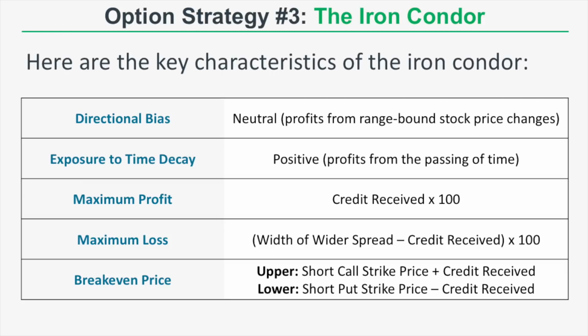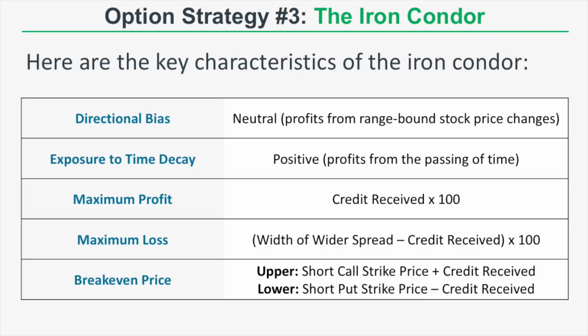Now there are actually 2 break-even prices for the Iron Condor strategy, with the upper break-even price being the call strike price that you sell plus the credit received, and the lower break-even price being the put strike price that you sell minus the credit received. So basically you want the stock price to remain in between your short options, but then you also have that added buffer from that credit that you received. That credit actually widens your break-even points beyond the strike prices of the options that you sell.